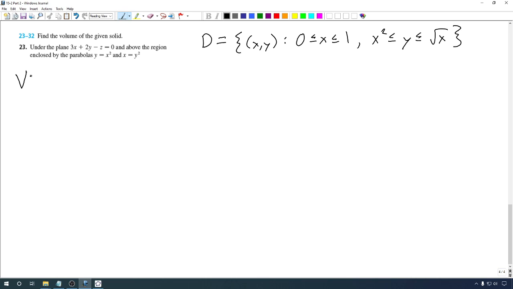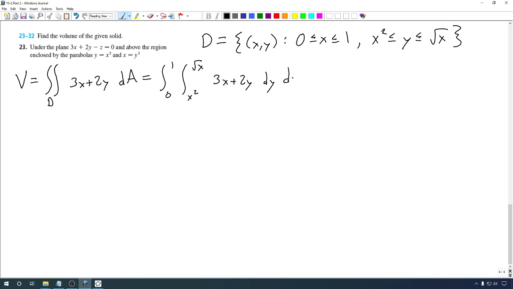So our volume, the double integral over this D of this, well, we have to turn this into a function. We're saying that z equals 3x plus 2y. We're going to use the information that we got about D. We're going from 0 to 1, then x squared to square root of x. We have 3x plus 2y. We're integrating with respect to y first and then x. And now it is straightforward. We just go through all the motions of integration.